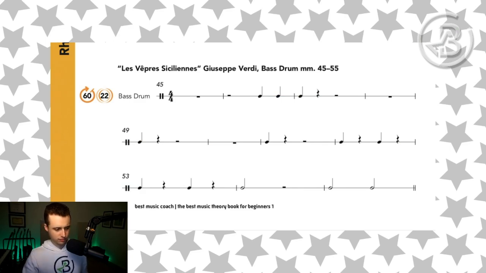Count in, get the pulse, look at the time signature. I'm going to call out the measure numbers as we go to make sure you know exactly where we are. So we're starting at measure 45, and that's really measure 1 on this piece of music, but in that opera, it'd be measure 45. The second line will be at measure 49. The third line will be at measure 53. So I'll call out those numbers as we go.